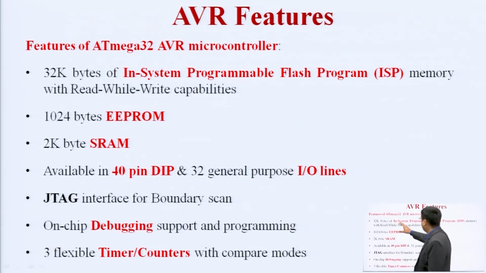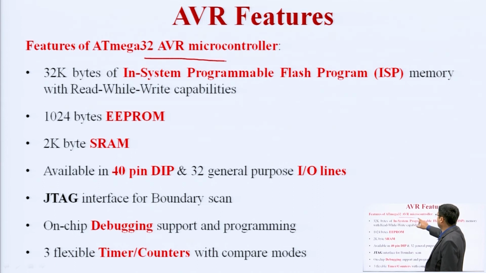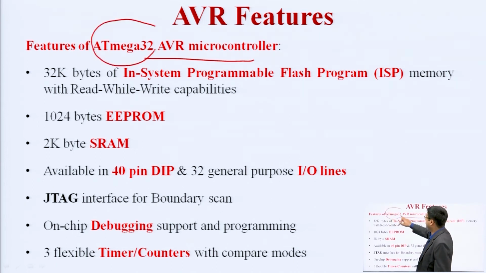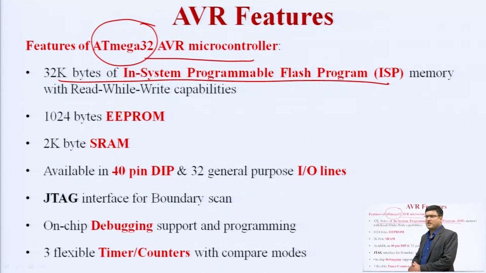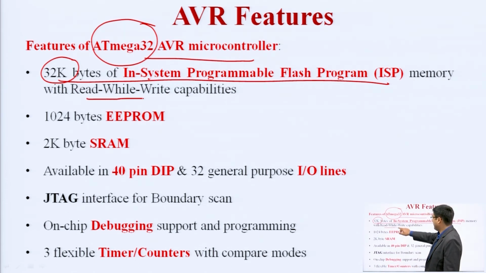We will see the features of the ATmega 32 AVR microcontroller. This is one of the famous microcontrollers in the AVR family. It has 32 kilobytes of in-system programmable flash memory. We have seen what flash memory is. It has read-while-write capabilities.